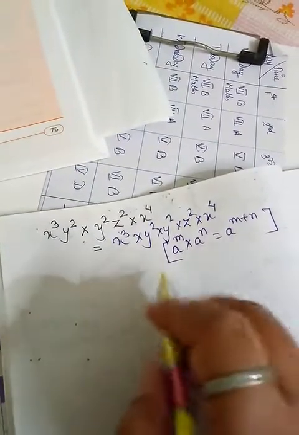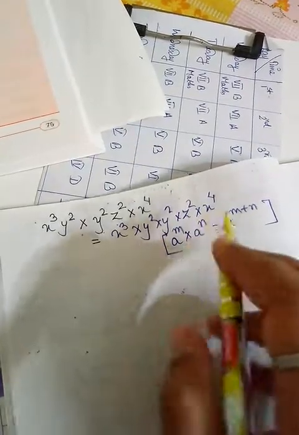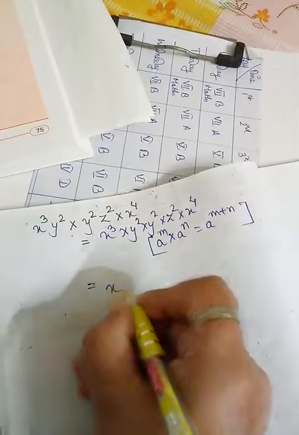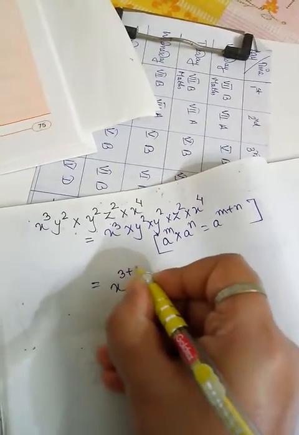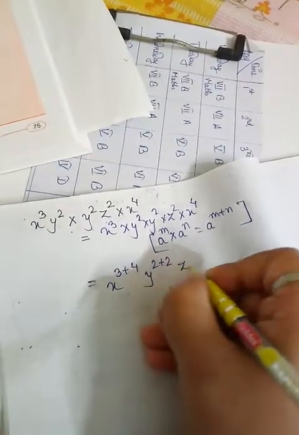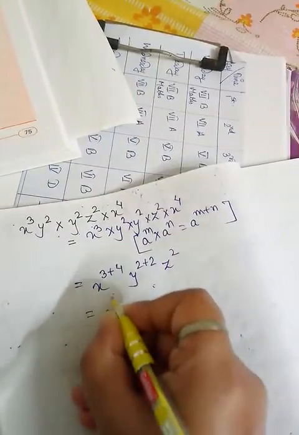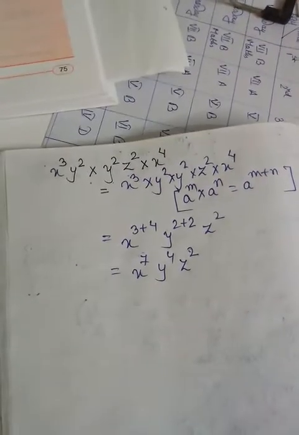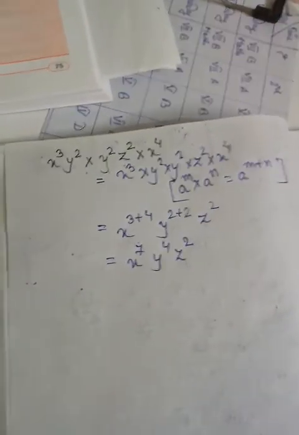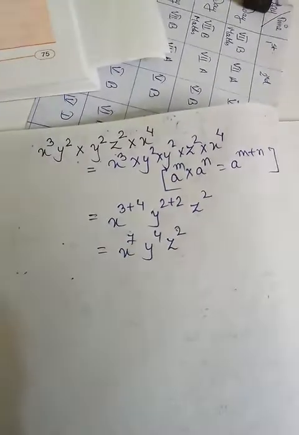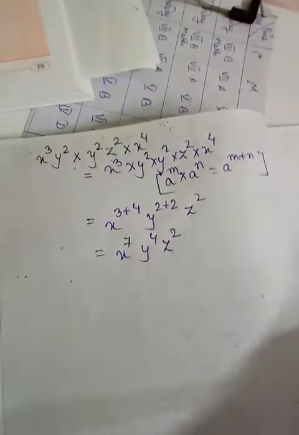We will not write x to the power 3 into x y to the power 4 and all. Just write the general form and then add up the powers. This will be x to the power 7, y to the power 4, z to the power 2. So this is how you are going to solve a question if you are using the exponent or the laws of exponent.